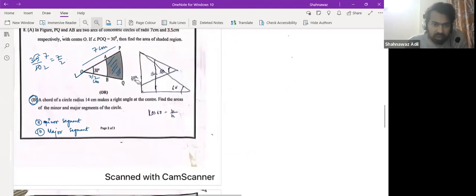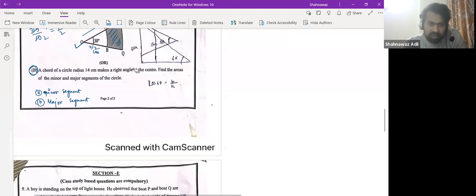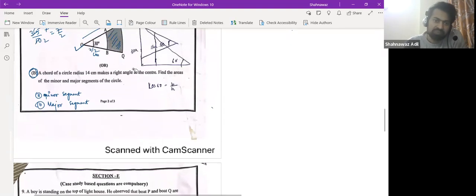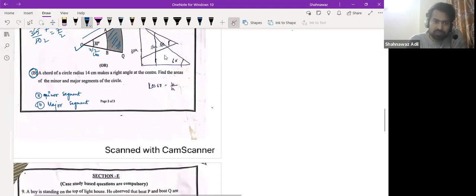A chord of a circle makes a right angle at its center. Find the areas of the minor and major segment of the circle. Right. So what we need to find out? We have to find the area of the minor segment and major segment. What is the diagram?